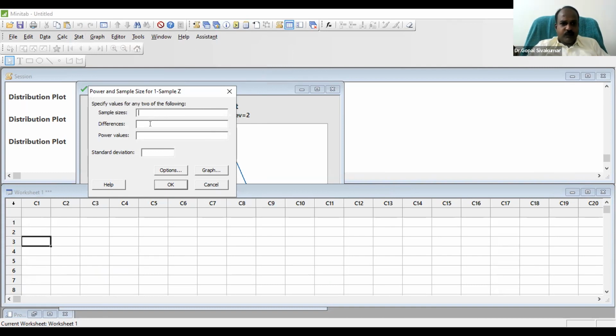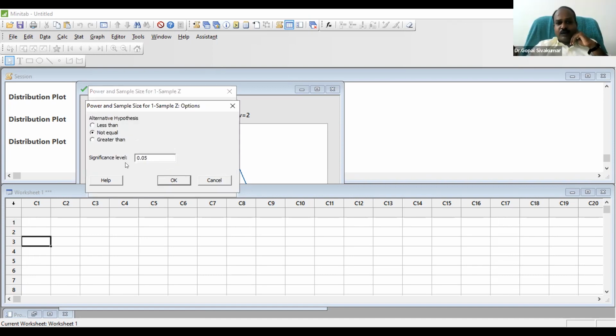So go to the next. What is the next thing? Difference. How much is the difference you want to validate? 0.5. Difference means difference in the mean. What is the power you want to achieve? 95%, 0.95. What is the standard deviation? 0.75. Now option. Significance level. Can you see significance level? When I give significance level as 0.05, what is the confidence level I am targeting? 95%, right?